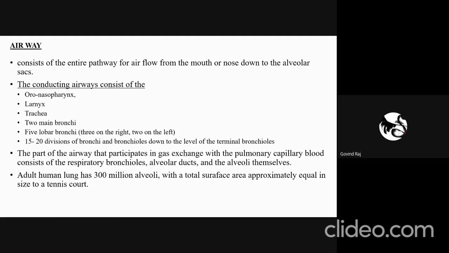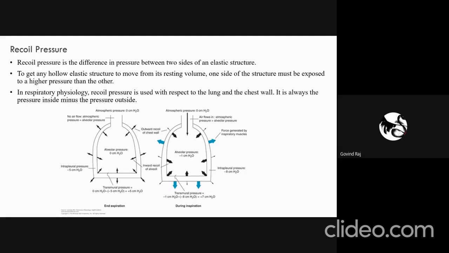Now let's look at what recoil pressure is. When you watched my first video, you would have noticed that there are a lot of pressures at play in this respiratory system: alveolar pressure, transmural pressure, and pleural pressure. There are so many pressures, and we don't know what they are doing. So we'll look at each pressure and see how they act.